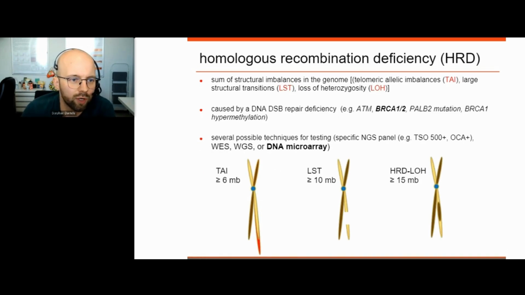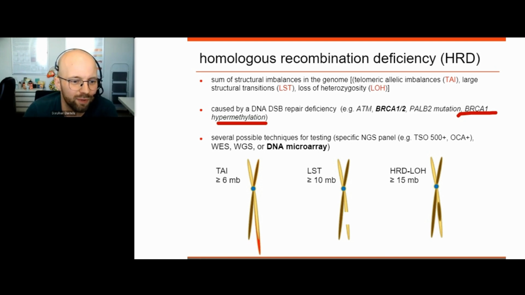So I can keep this short because Yann already told you what HRD is, and just a few points to add. We can have HRD caused by the HBOC core gene mutations and also hypermethylation, especially of the BRCA1 promoter. I just mention this because our lab has done a lot of research in methylation in the last years, so it's a very important point for me.